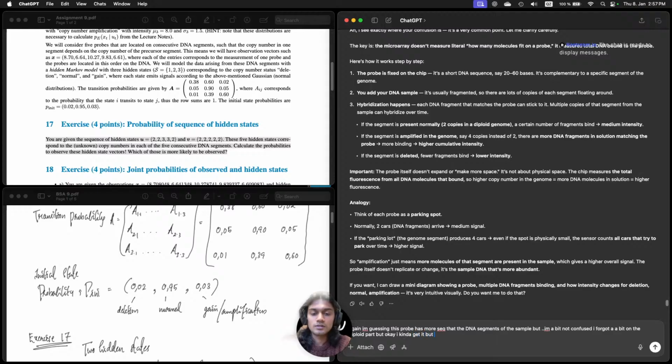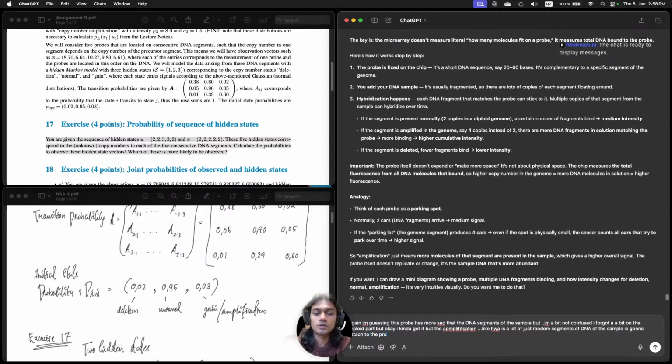But how is a lot of just random segments of DNA of the sample going to attach to the probe?